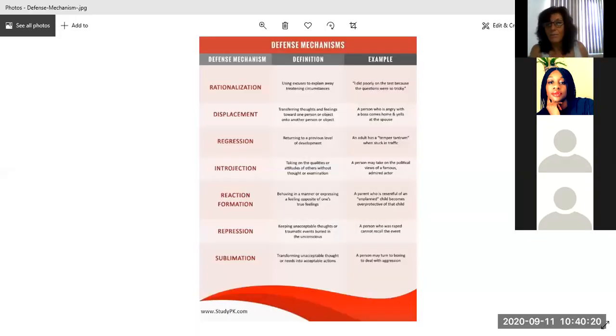So defense mechanisms, we have rationalization, which means that you're going to use an excuse to explain something. My teacher hates me, that's why I failed the test. That's rationalization. Smoking only does damage to other people's lungs, not Miss Mary's. Rationalization. Okay?